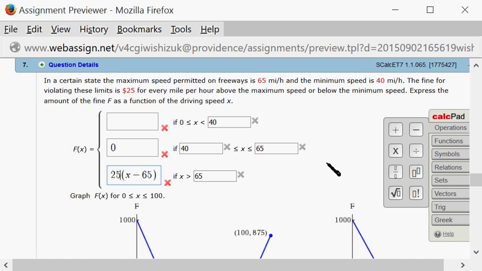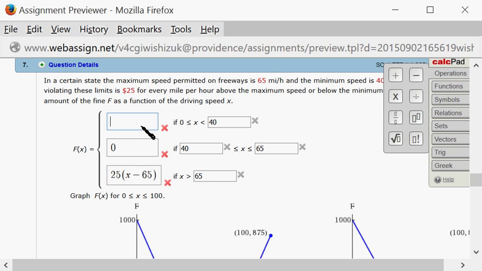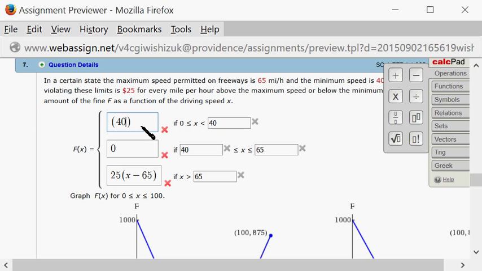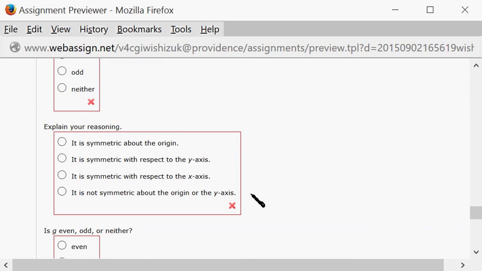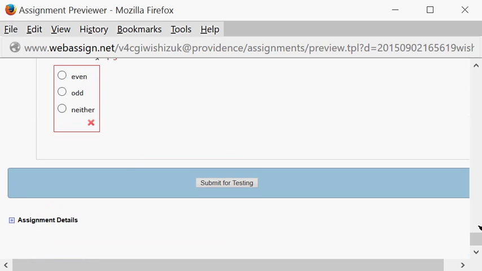And the fine for going too slow: 40 is the minimum speed, and if you go even below that, X is even smaller. So 40 minus X is how many miles per hour below the minimum speed, and then you multiply by 25. That will give you a piecewise defined function. Let's double check. I'm going to submit for testing to see if it's correct.